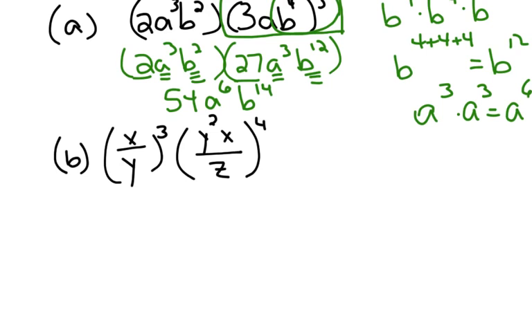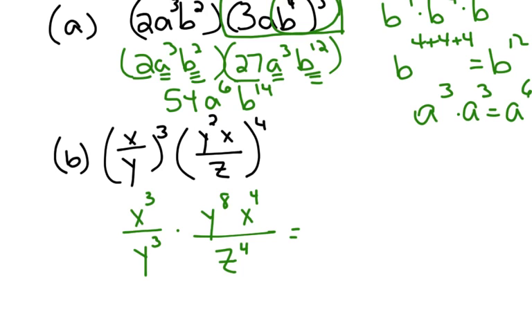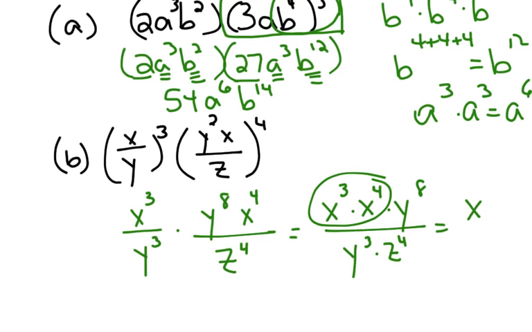For example b, the first thing I'm going to do is distribute the exponents in each of those parentheses. So the first fraction becomes x to the 3rd over y to the 3rd. The second fraction becomes y to the 8th, x to the 4th over z to the 4th. Now when I multiply these together, notice that in the numerators, there's an x to the 3rd and an x to the 4th. One of the nice things about fractions is that the order in which I write them doesn't matter because everything is being multiplied. So now maybe this looks a little bit nicer. This is x to the 7th.